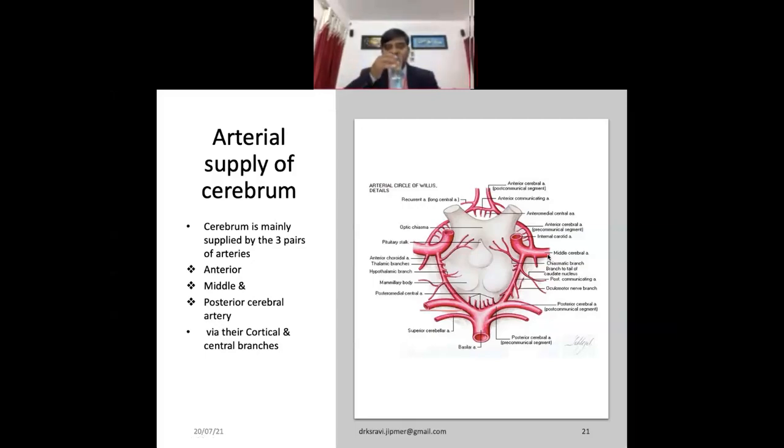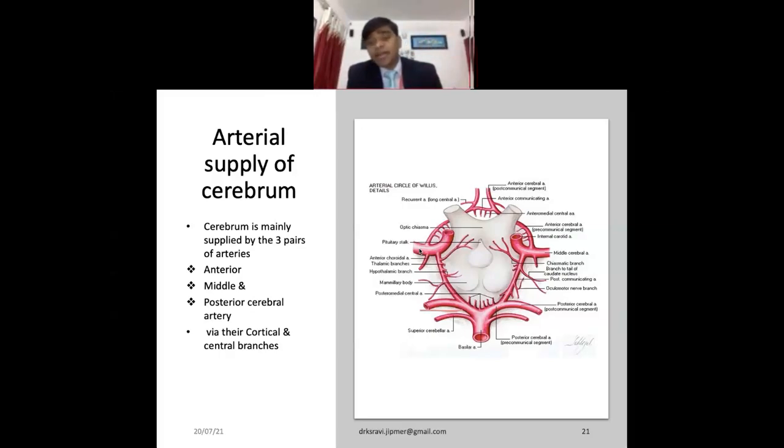This middle cerebral artery, I said, is the largest branch from the internal carotid artery. When you talk about the total blood carried by the carotid system, 30% of the carotid blood will be carried by the middle cerebral artery. Apart from that, it covers the major portion of the cerebrum.